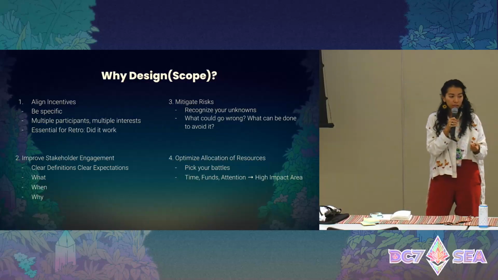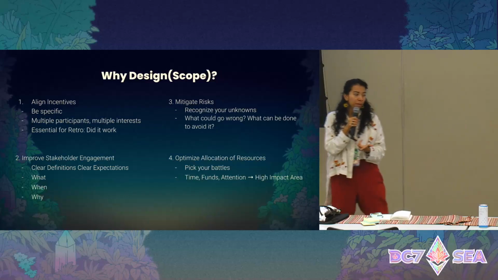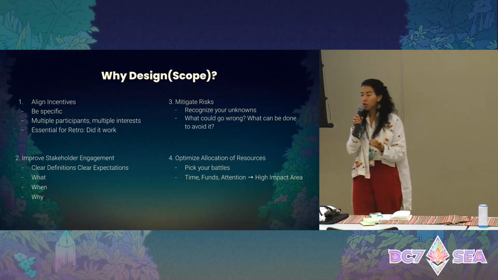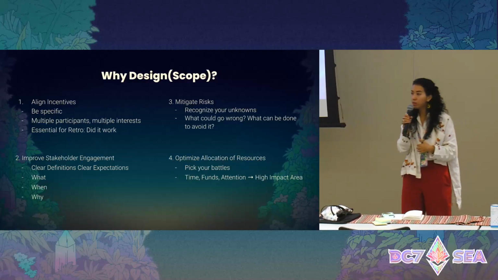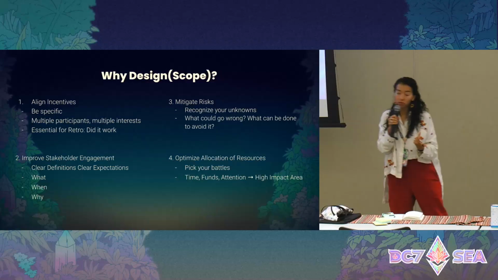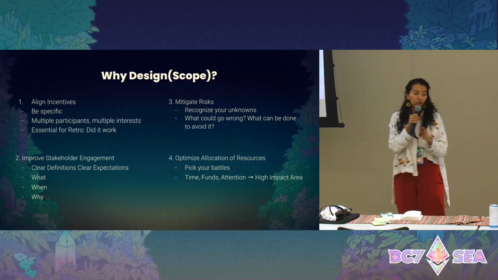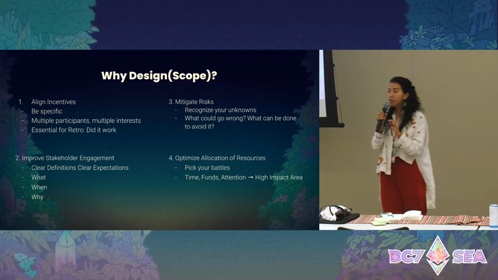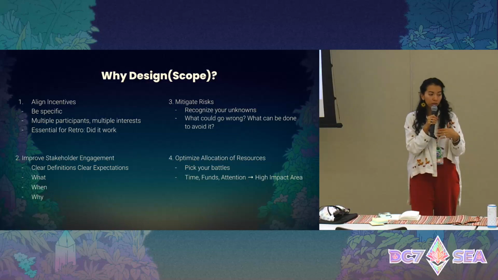Number 3 is we want to mitigate risks through the design. We want to understand and recognize what are the unknowns in this design, what are the variables that we're unable to influence or that we're unable to control in these experiments. And we also want to know what could go wrong, and if there is something that we can do to avoid it going wrong.